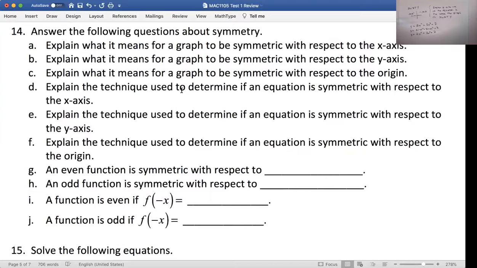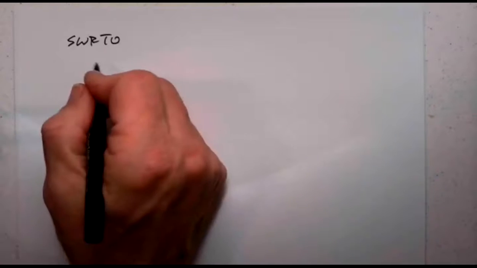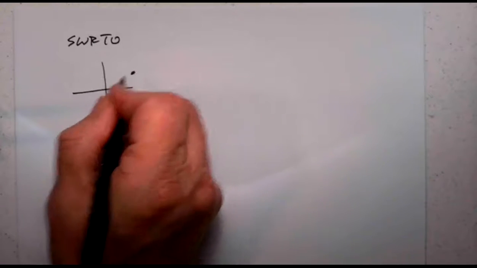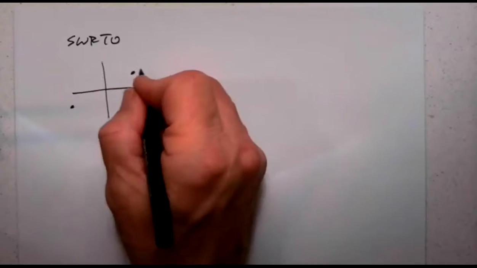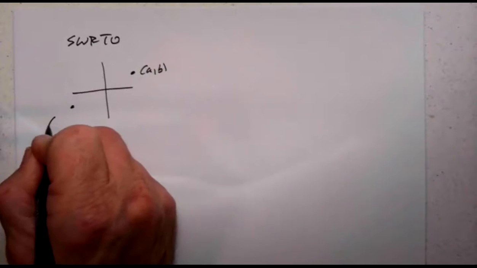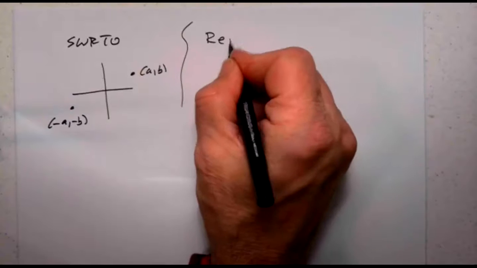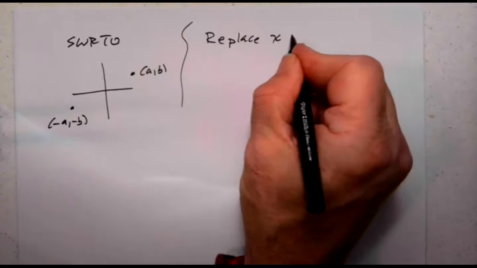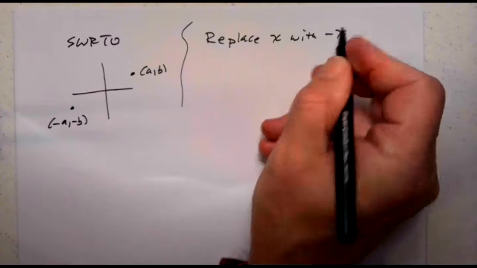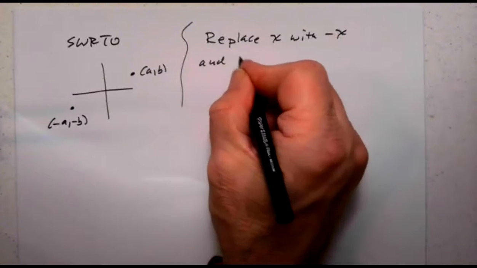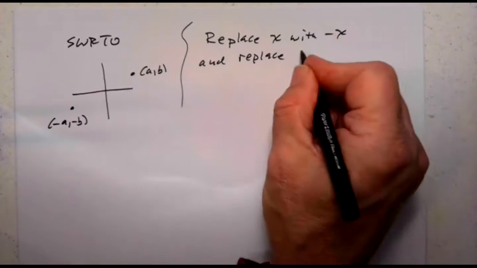The next one says, explain the technique used to determine if an equation is symmetric with respect to the origin. That's a double fold. So symmetric with respect to the origin. What's our strategy here? We have a comma b, negative a comma negative b. And our strategy here is replace x with negative x and replace y with negative y.